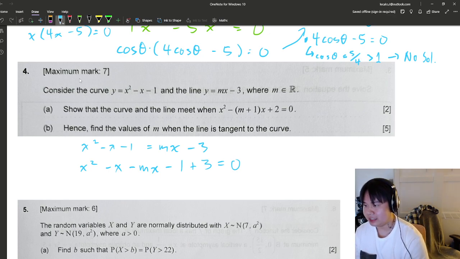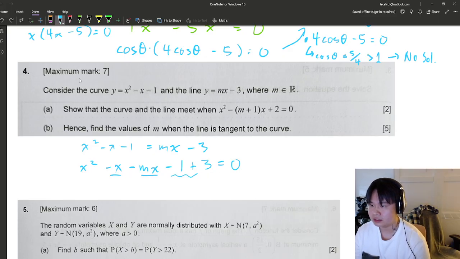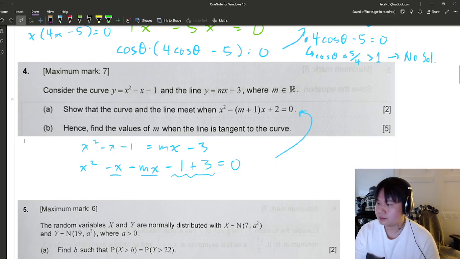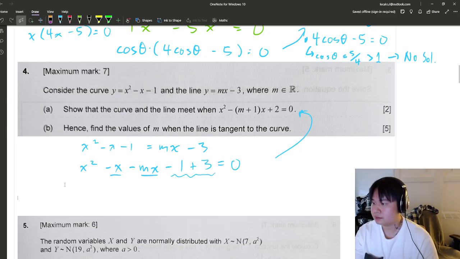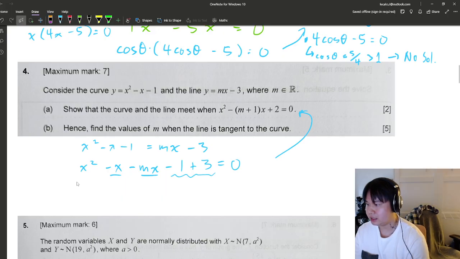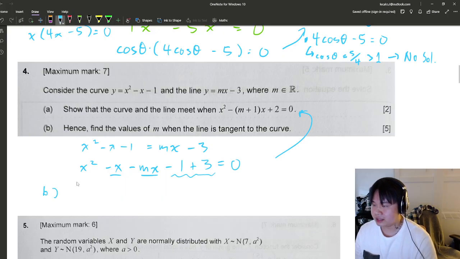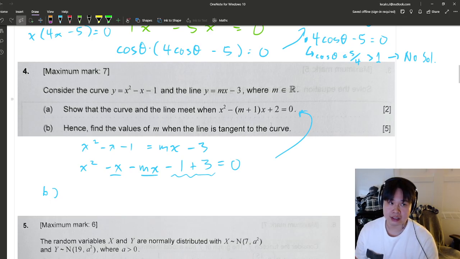Okay, we factor out the x, and then these two get collected together, and then you get part A. Okay, part B. Hence, find the values of m for which this line is tangent to the curve.